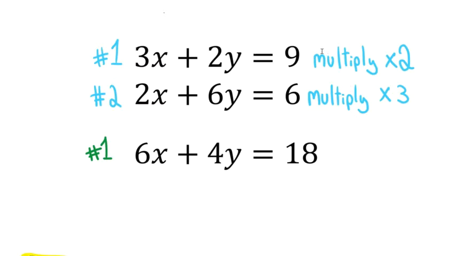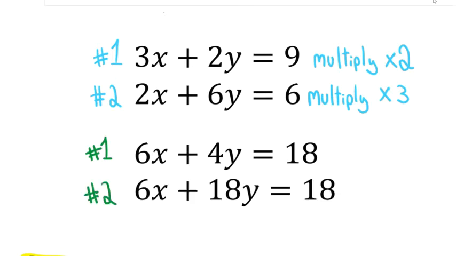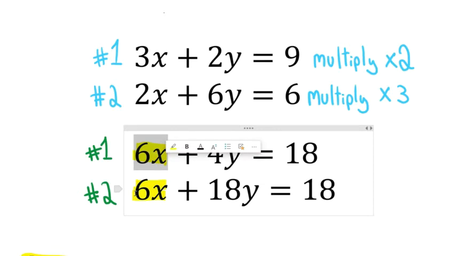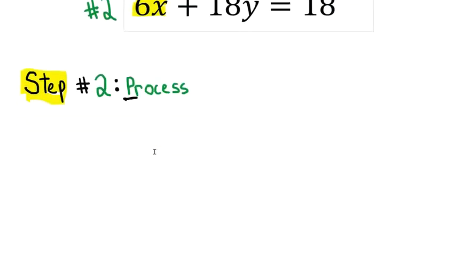The above expression in standard form is still true even if we multiplied both sides of the equation by 2. Now in the second equation, we had 2x plus 6y equals 6. Multiplying it by 3 on both sides of the equation will result in 6x plus 18y equals 18. Now that we have the same coefficient variables of 6x and 6x, we're going to be able to move on to step 2, the process.